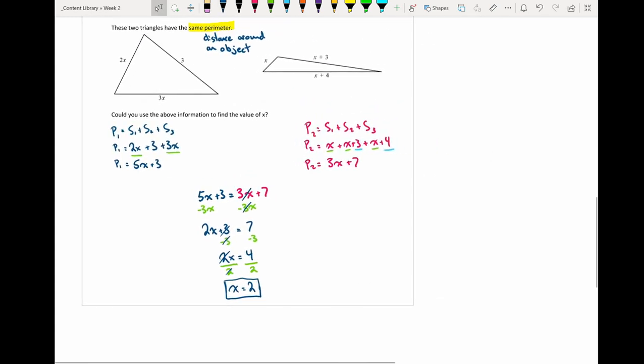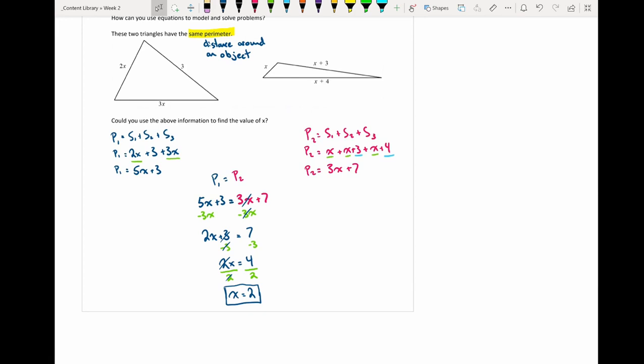If I wanted to, I could go back into the equation and solve for what the perimeter works out to be. But using my understanding of how to combine like terms, combined with my knowledge of solving equations, I can solve this problem to figure out the value of x.